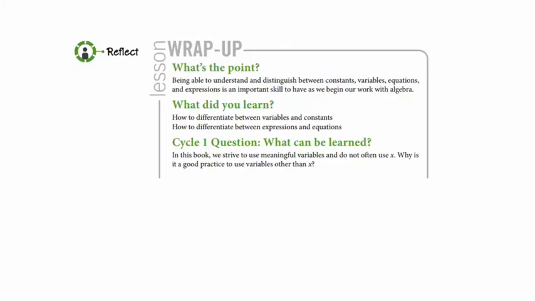So the purpose of this lesson was really just to get some vocabulary under our belt before we get going on some more complicated things. So these are words you definitely want to have in your vocabulary and be able to recognize and distinguish between what's a constant, a variable, an equation, and an expression. Okay, how do we differentiate between variables and constants? And how do we tell the difference between expressions and equations?